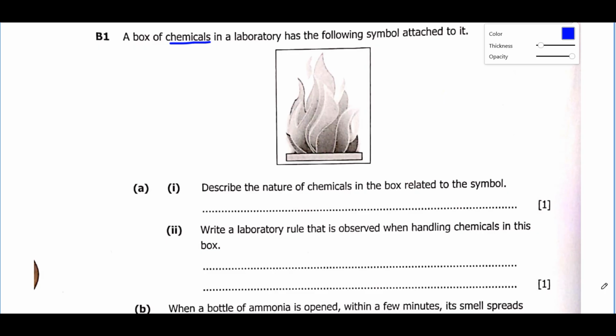Right, so from the symbol and from the diagram we can see that we have the flames of fire. So since it's based on flames of fire, question A, Roman number 1, depends on the nature of flames. Describe the nature of chemicals in the box related to the symbol. So we can see that these chemicals are highly flammable.